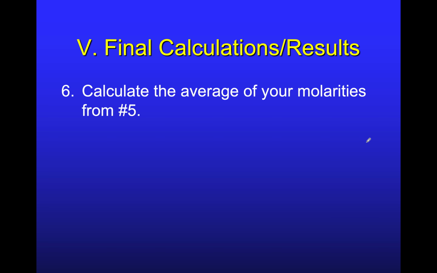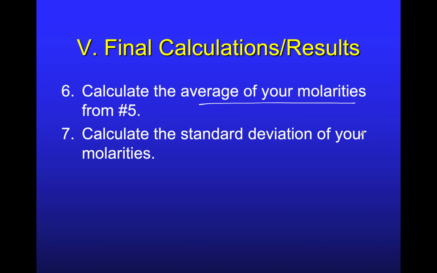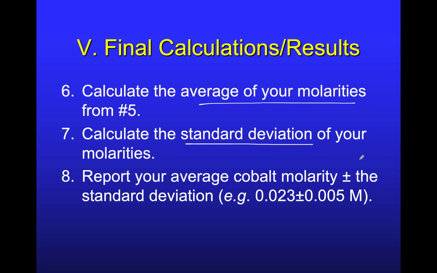So finally, what you're going to do is calculate the averages from your titration, calculate the standard deviation, which tells us about the precision, and report the average cobalt molarity appropriately. So here's the standard deviation. If 0.023 was your unknown molarity, the standard deviation goes to 3 decimal places and it's 1 sig fig: 0.023 plus or minus 0.005.